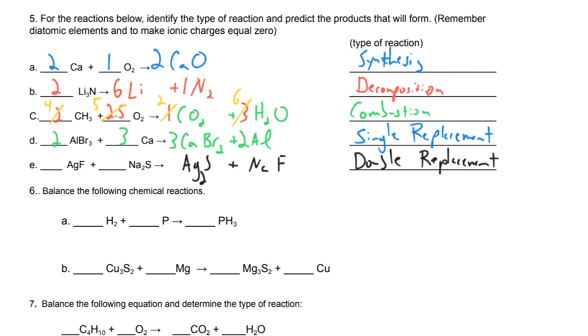And let's see. Do I need to balance anything else? I need to put a 2 here and a 2 here, and then a 1 and a 1. So that's Ag2S.